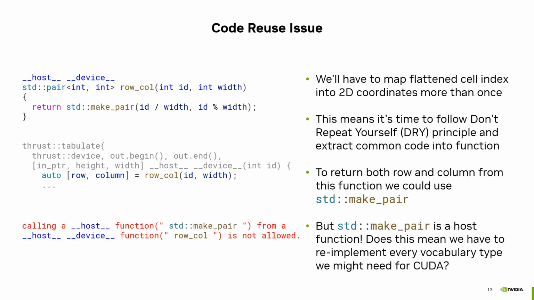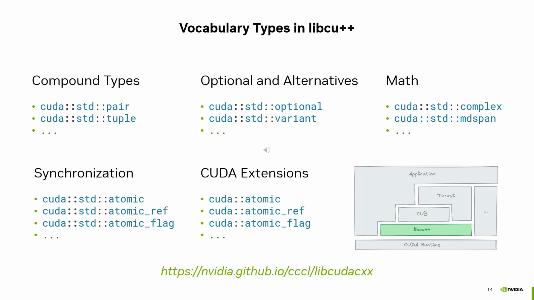Unfortunately, the C++ standard library doesn't know anything about CUDA, so functions like std::make_pair aren't marked as host device. Calling them inside device code triggers a compilation error, like the one shown here. Calling a host function from a host device function is not allowed. So what are our options here? Do we have to re-implement every standard library type just to make it device friendly? Fortunately, we don't have to do that.